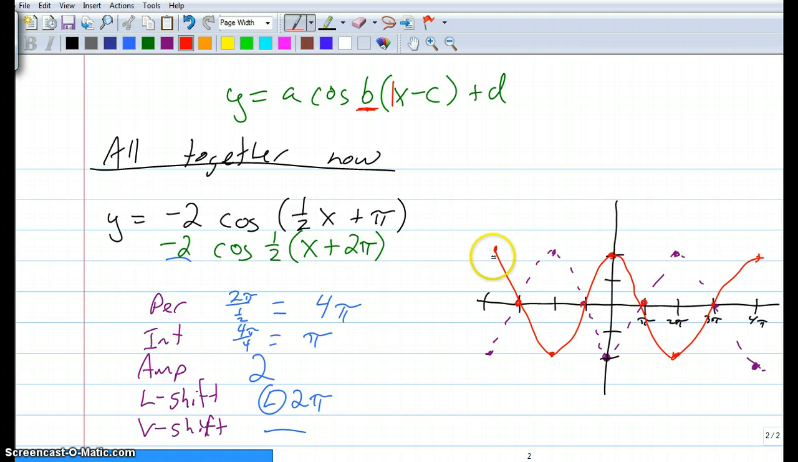All right, so your final graph should be the red graph. The first graph, I took care of the period and amplitude. That's the purple dotted graph. Now, notice how it starts down here at -2. Remember, a was -2. Cosine normally starts at 1, but because of the times -2, it's down here. Then each one shifts 2 pi left.